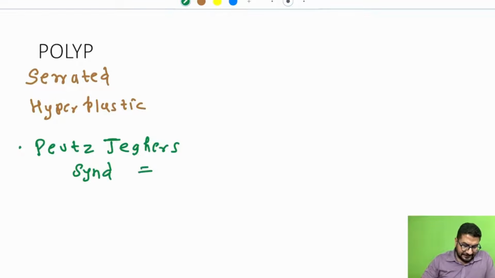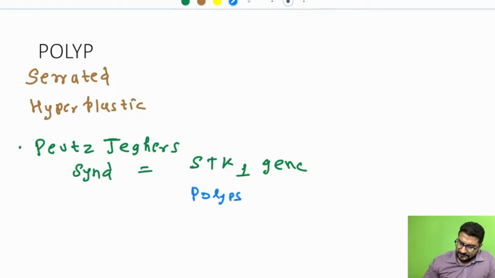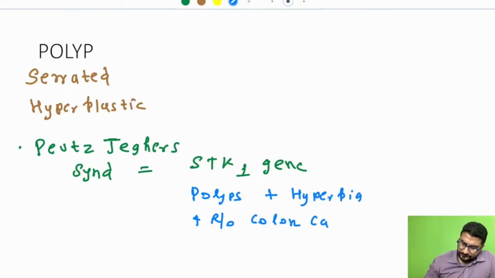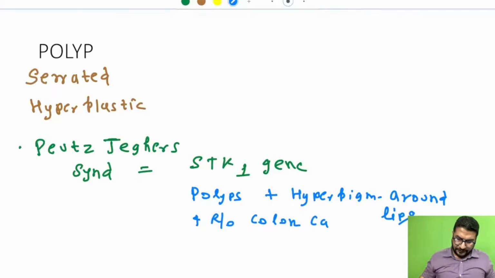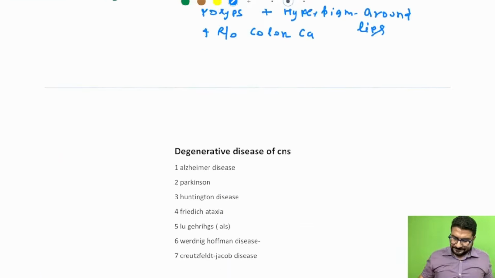This is like a defect in STK1 gene. You will notice STK1 gene defect. So here patient will have, patient को क्या होगा? You can notice like patient will have multiple polyps. These polyps are basically hyperplastic polyp, and there is increased risk of colon cancer. And along with polyp, you will notice patient will have hyperpigmentation around lips. So lip के पास you will notice some hyperpigmentation. So this is what we call this Peutz-Jeghers syndrome.